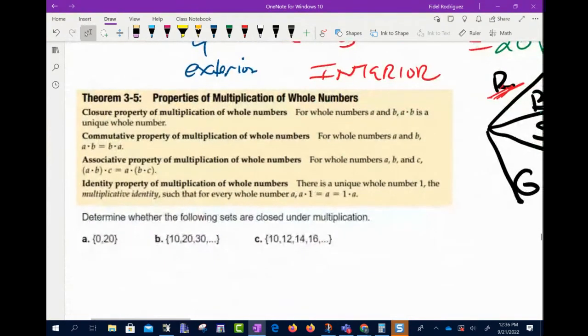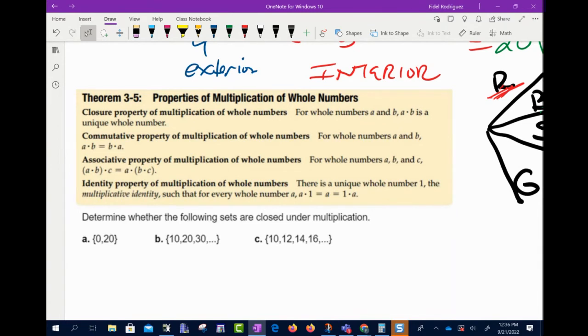Okay, so y'all, we have some properties of multiplying whole numbers. The first one is called the closure property, and we talked about the closure property of addition. So remember what the closure property says. If you got a set of numbers, and now we're dealing with multiplying, I'm going to multiply every possible combination of those numbers that I have, and if I end up with a number that's still in my set, then we're closed. And if I end up with a number that's not in my set, then we're not closed, okay?